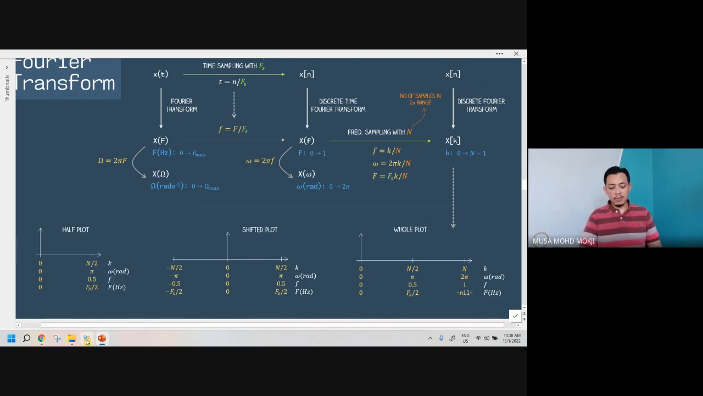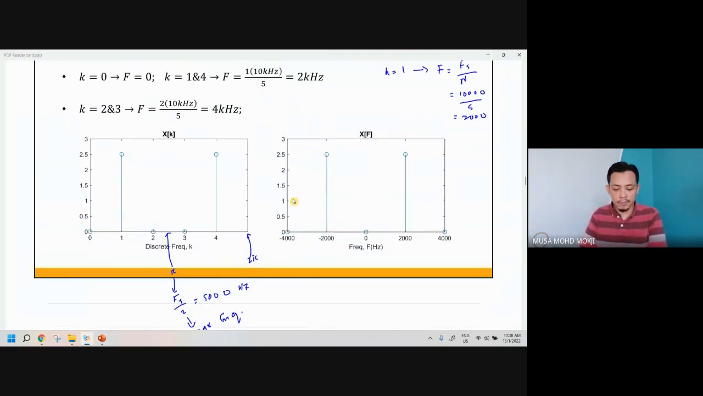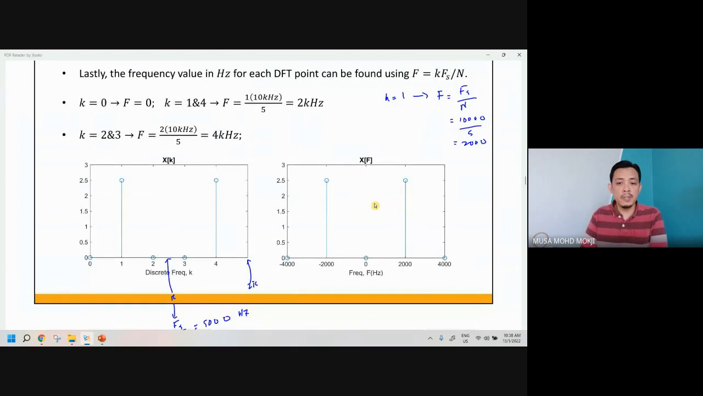So in that case, this is why in our plot here I'm using a shifted plot. So this is actually whole plot. No problem for k, because this is k. But here we are using frequency in hertz, so we cannot use whole plot. So actually this is shifted plot. Okay, so you can either use shifted plot or half plot.